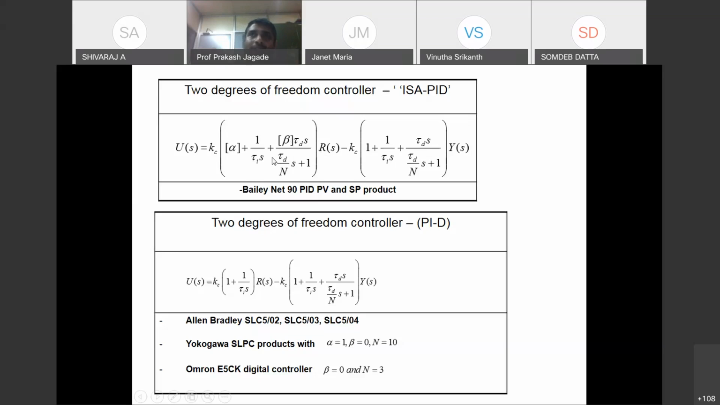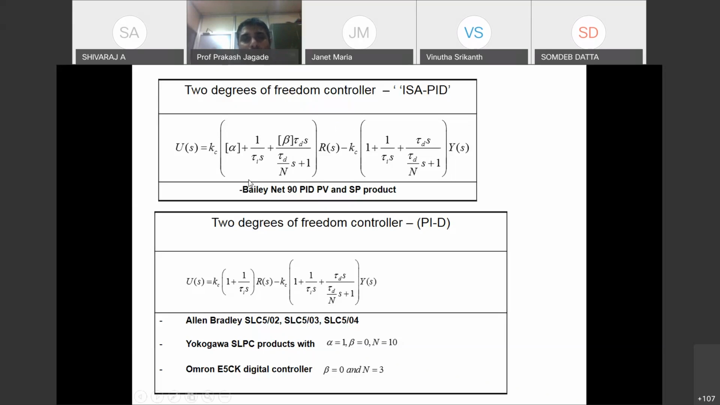So there are 6 parameters. They are alpha, beta, N, Kc, tau D, and tau I. With the help of these, you will be able to achieve both satisfactory servo performance and regulatory performance. That's the power of this 2 degrees of freedom PID controller structure. Whereas if you use a single degrees of freedom PID controller structure, either you get satisfactory servo performance or regulatory performance. You will not be able to satisfy both.